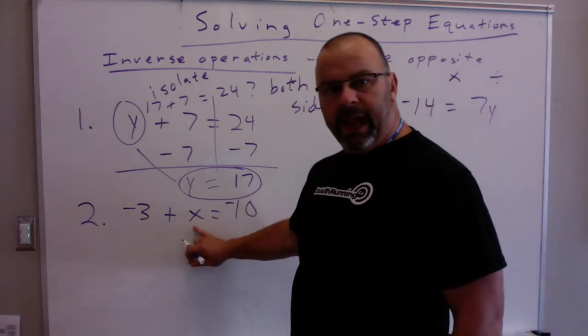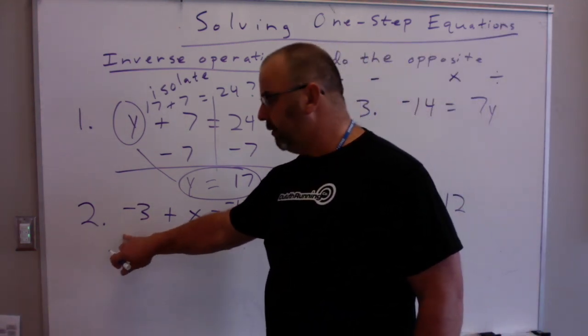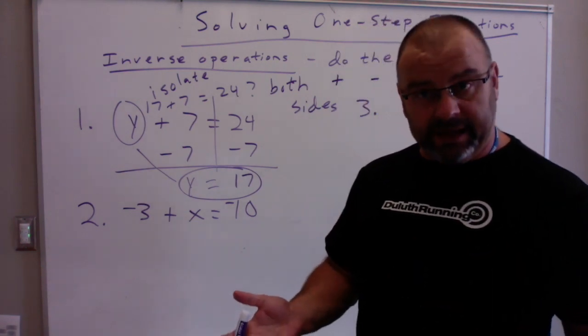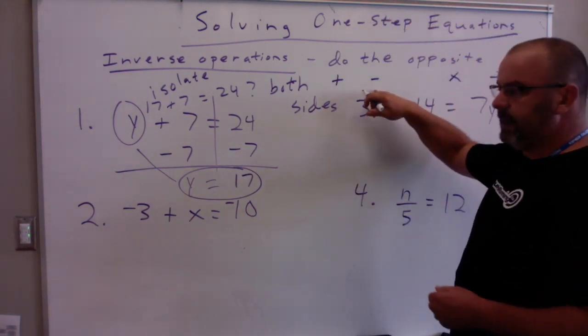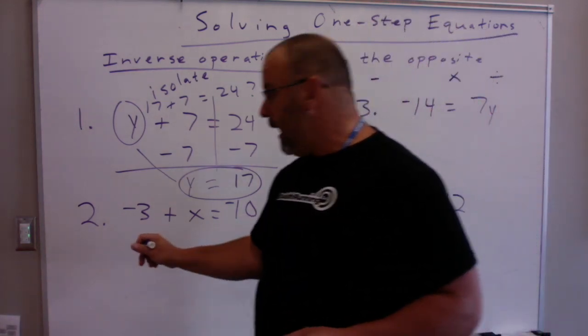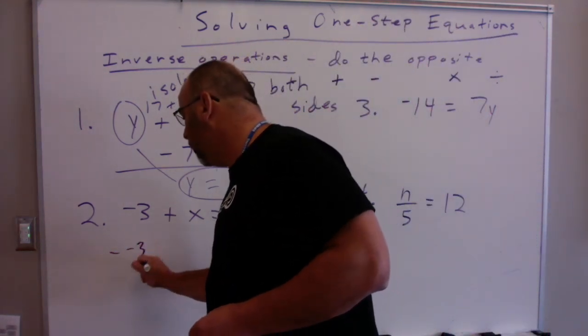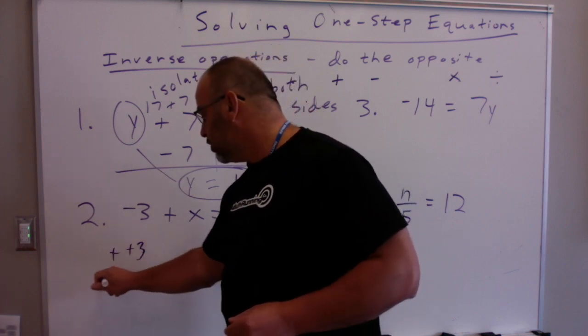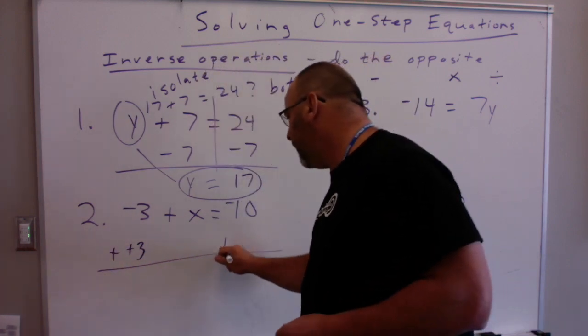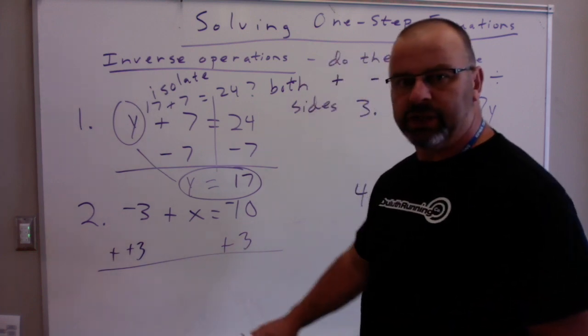Let's take a look at this one right here. So what am I doing to x? I'm adding a negative 3. What's the opposite of adding negative 3? We could say it is subtracting negative 3. But subtracting negative 3, we know a negative negative is a positive. So we're going to actually add 3 to both sides of the equation.